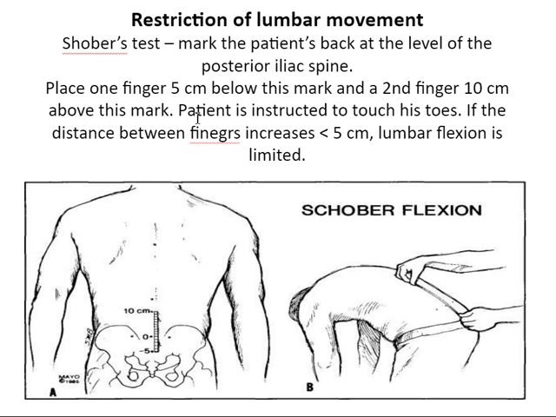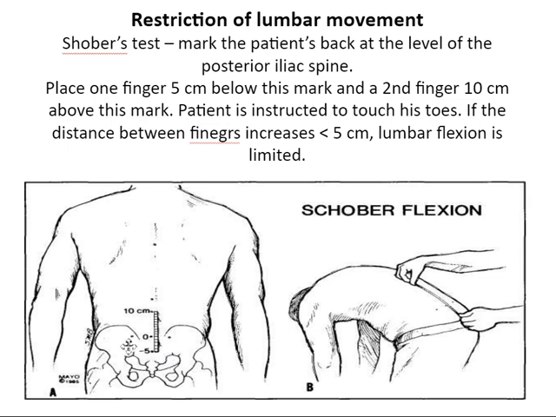Okay. First you mark a point at the posterior iliac spine. This is point 0. Now you mark a point 10 centimeters above and 5 centimeters below. Then you ask the patient to bend, and the distance between these 2 points, the point 10 centimeters above and the point 5 centimeters below the posterior iliac spine, should increase by more than 5 centimeters. If it doesn't, that is, if it increases by less than 5 centimeters, then lumbar flexion is limited.